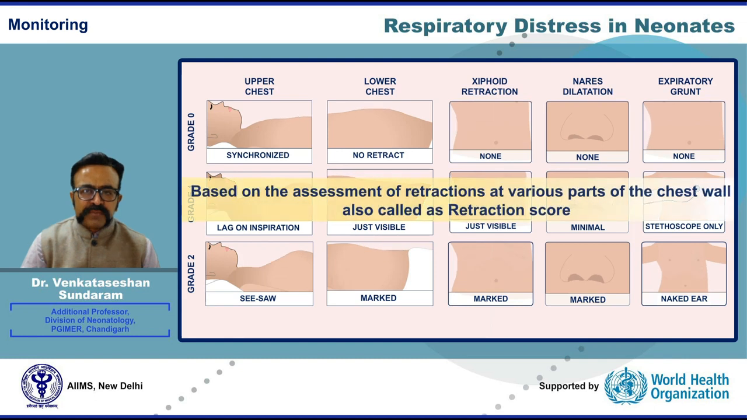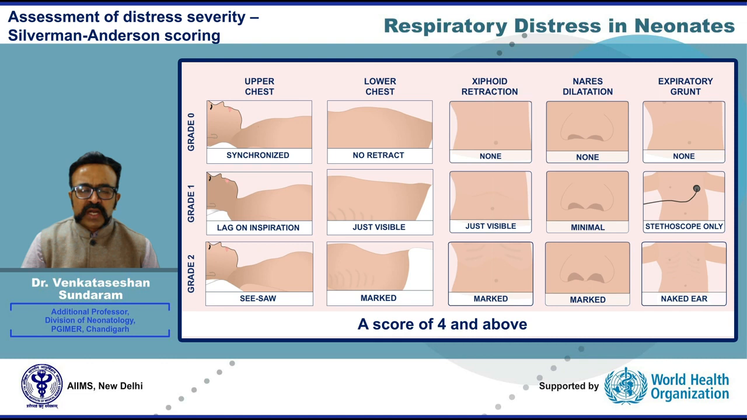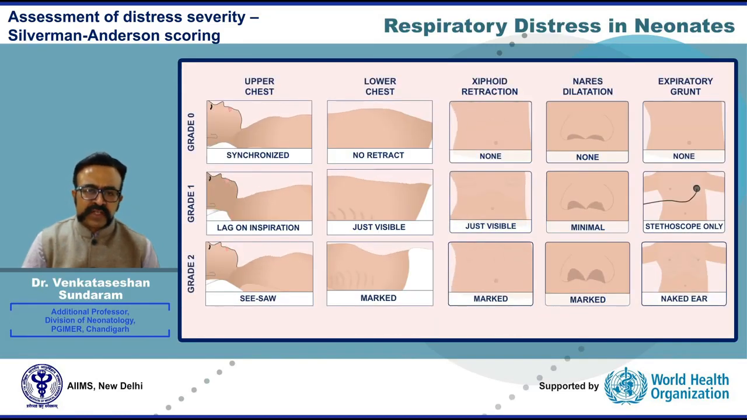It is predominantly based on the assessment of retractions at various parts of the chest wall and hence is also called the retraction score. The pictorial describes how to look for each sign and how to grade the finding to get a summative score. A score of 4 and above would generally indicate need for respiratory support more than mere oxygen administration.